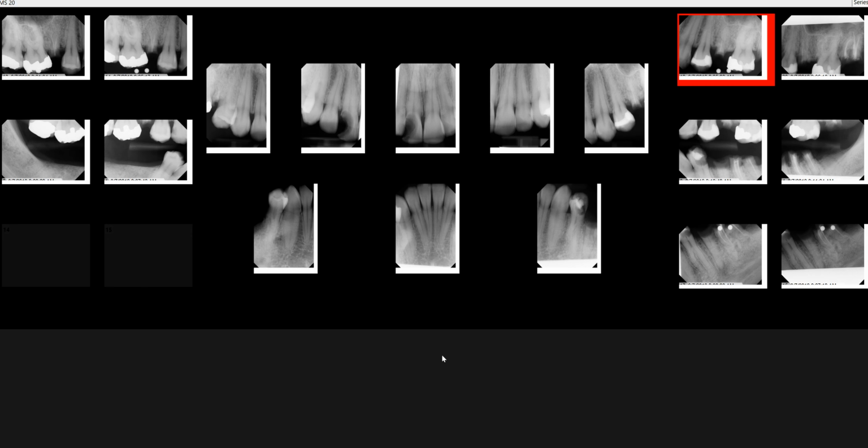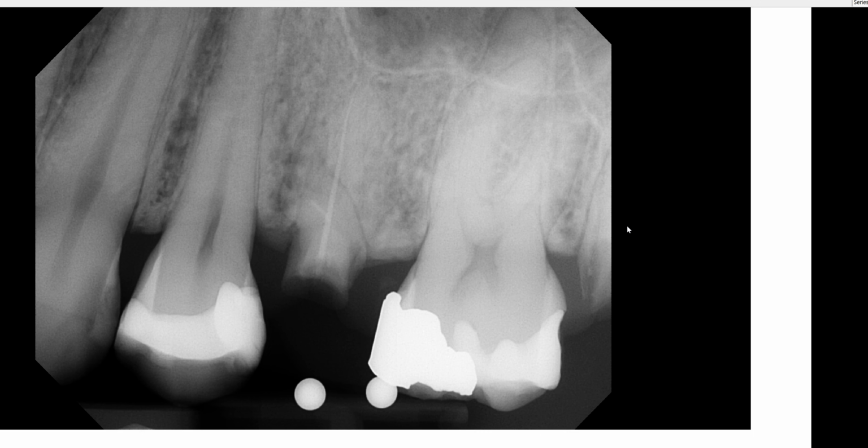Today we are going to look at a patient's case where a tooth was extracted for dental implant and we took a cone beam CT scan of the area for the evaluation of the underlying residual ridge. So the area in question is tooth number 13.